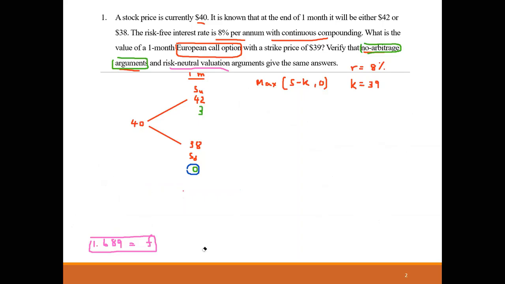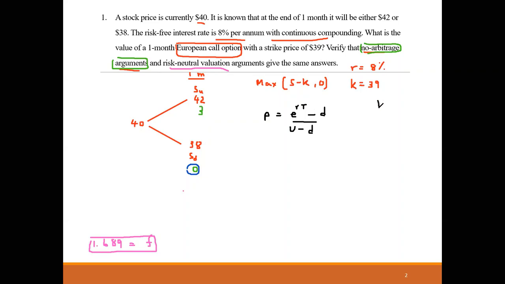So here you will need to calculate the probability of the upward movement. That is denoted by P. P we calculate by taking e to the power RT minus D divided by U minus D. So what is the value of D over here? What is the value of D you would get?